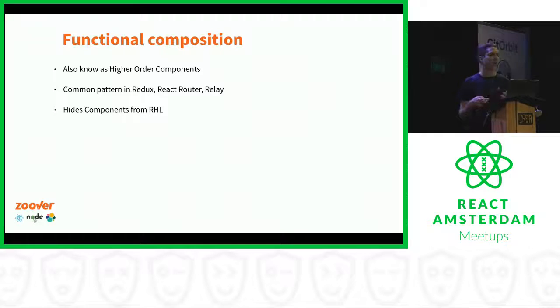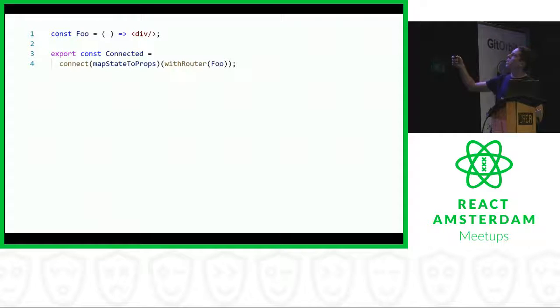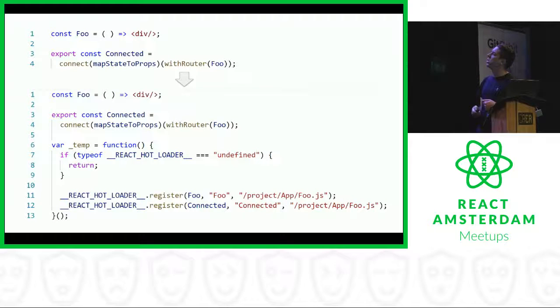And if you have multiple layers of composition, then React Hot Loader can no longer see certain components, and it will cause issues. So here we have an example. We have the foo component, and then we have the connected component with 2 layers of composition, which is the connect function and the with router decorator, which you might know from React Router. So what happens in the output is that you can see that there are only 2 components being registered with React Hot Loader, because it's not able to tell that the argument that you pass to the connect function is a component as well. And the effect that that will have is that the component will be unmounted and remounted when you re-render the application, because the hot loader runtime does not have a reference to this component.